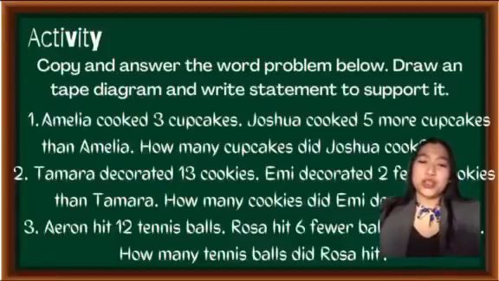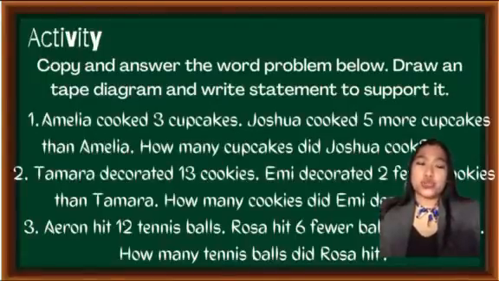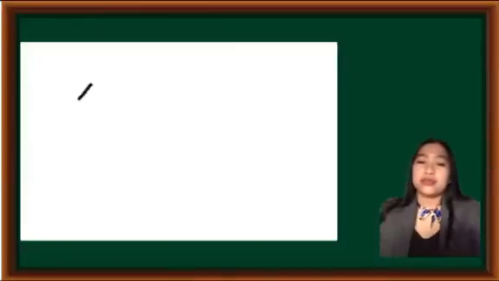So, to test what you learned from our discussion, here are some activities for you guys. I will give you 5 minutes to answer it and we will discuss it afterwards. So, the number 1 is, Amelia cooked 3 cupcakes. Joshua cooked 5 more cupcakes than Amelia. How many cupcakes did Joshua cook? 2. Tamra decorated 13 cookies. Emmy decorated 2 fewer cookies than Tamra. How many cookies did Emmy decorate?